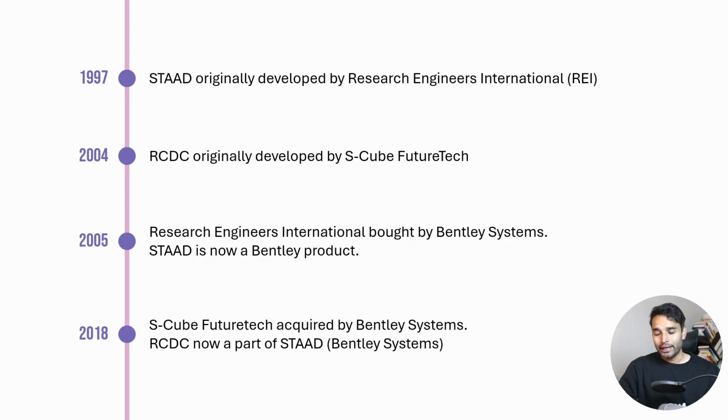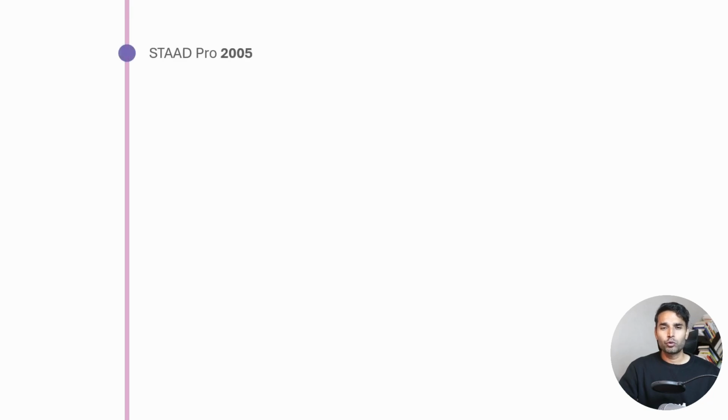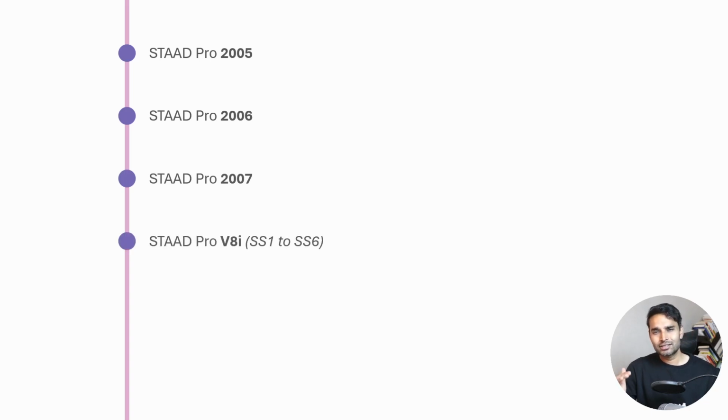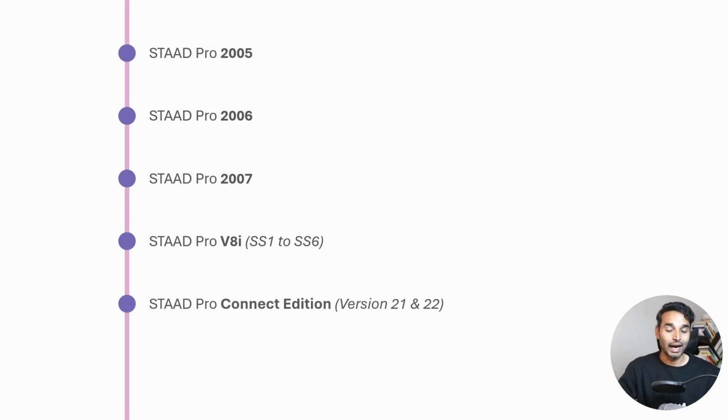So after its acquisition in 2005, the first version of STAAD Pro was launched, called STAAD Pro 2005, then came 2006, then came a version called 2007, then came a kind of a stable version called V8i, which had Select Series versions in itself. So it came from Select Series 1 to Select Series 6. Then came the most recent version called Connect Edition. This is where RCDC became a part of STAAD Pro. And now, currently, as of recording this video, we are standing with the STAAD Pro 2023 version.